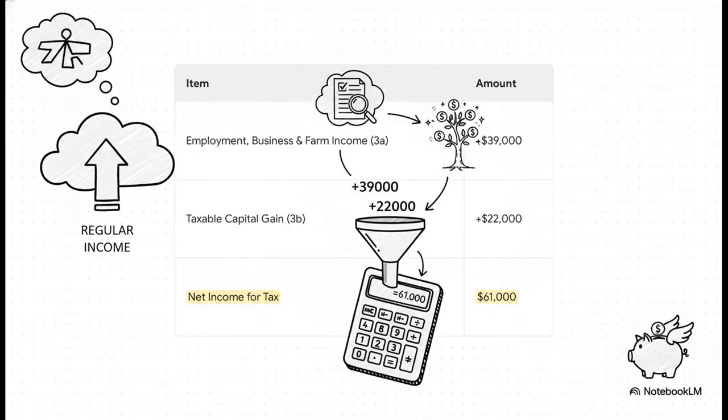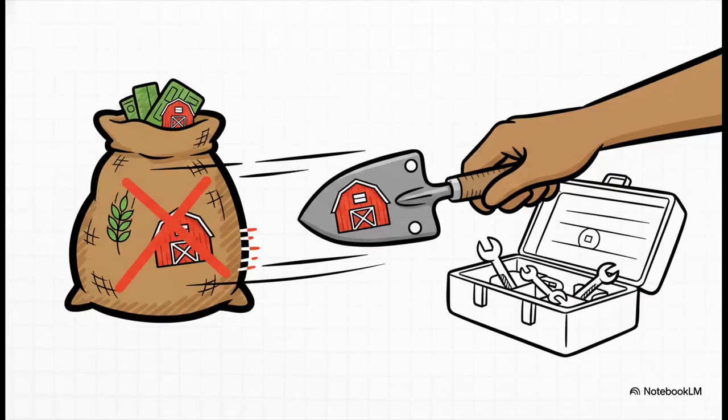First things first, we calculate her 2019 net income for tax, the starting point. Her regular income plus her taxable capital gain gives us a baseline of $61,000. That's the number we are now going to strategically whittle down. Now the strategy begins. And the golden rule here is to use your most restricted, most specialized tools first. Bella has $3,000 of farm income this year. So, she takes $3,000 of her restricted farm loss and uses it to completely wipe out that farm income. She still has $1,000 of that specific loss left in her toolkit for another year.